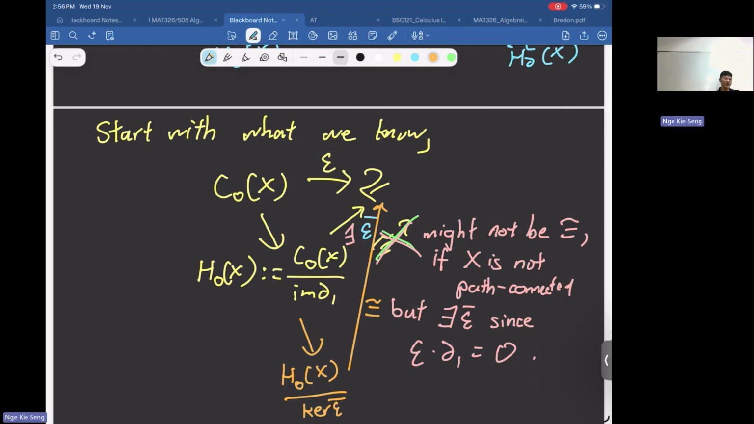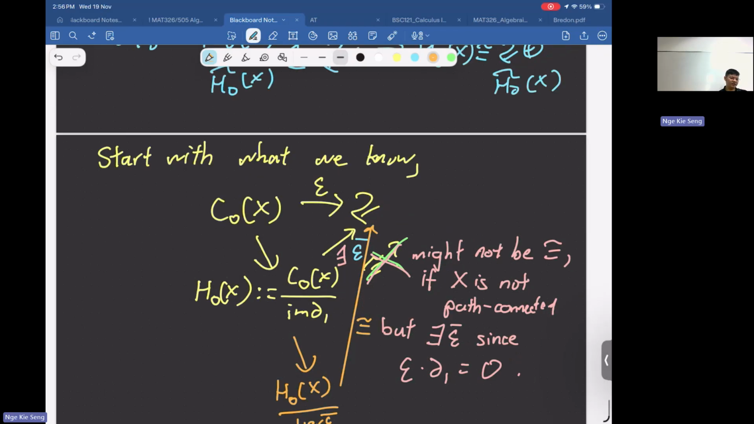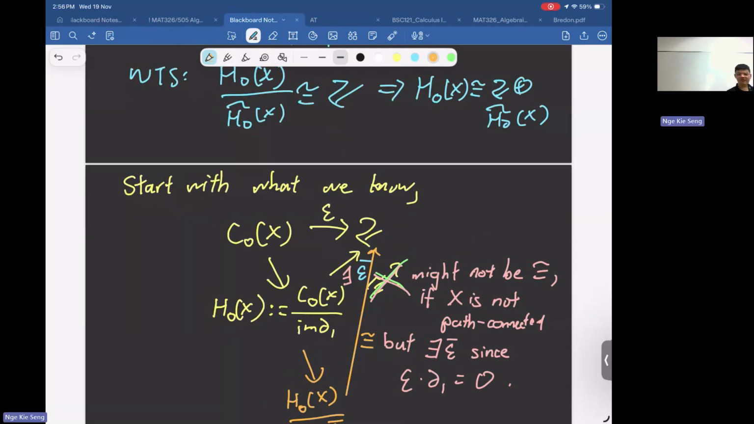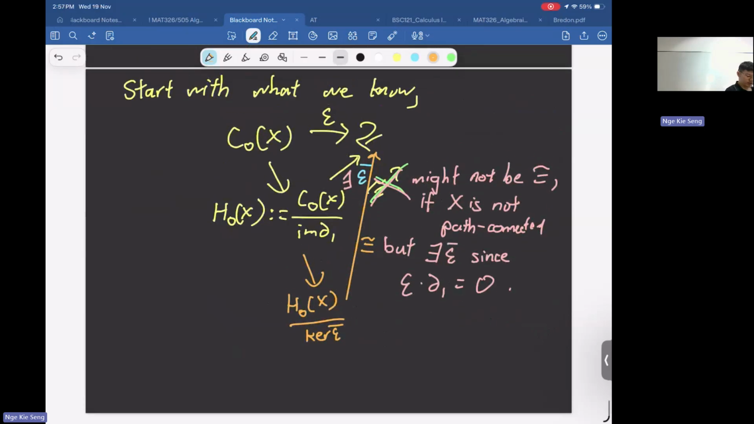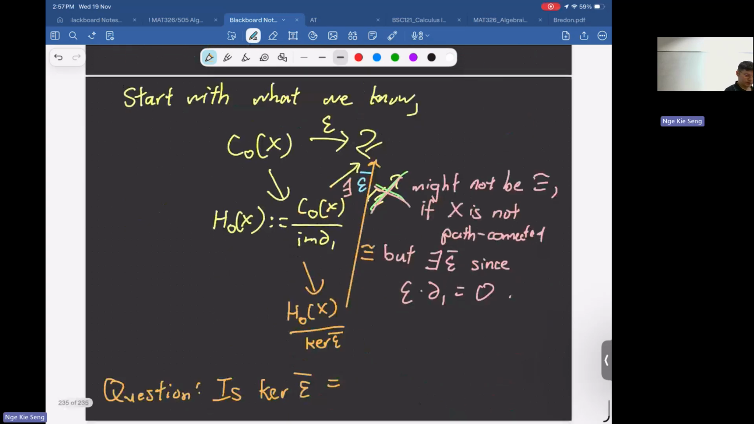kernel of epsilon bar here, H tilde S or not? Is it true? Okay, so the question here is, kernel of epsilon bar here equals H naught tilde X. Is this true or not? Okay, if this is true, then this is what we want.